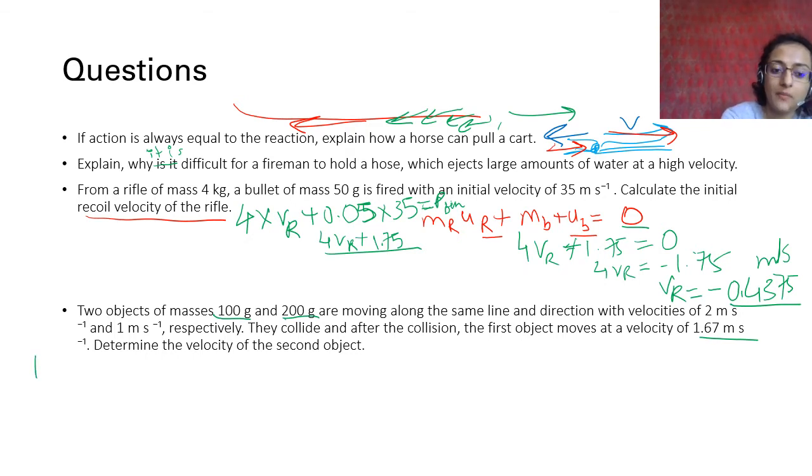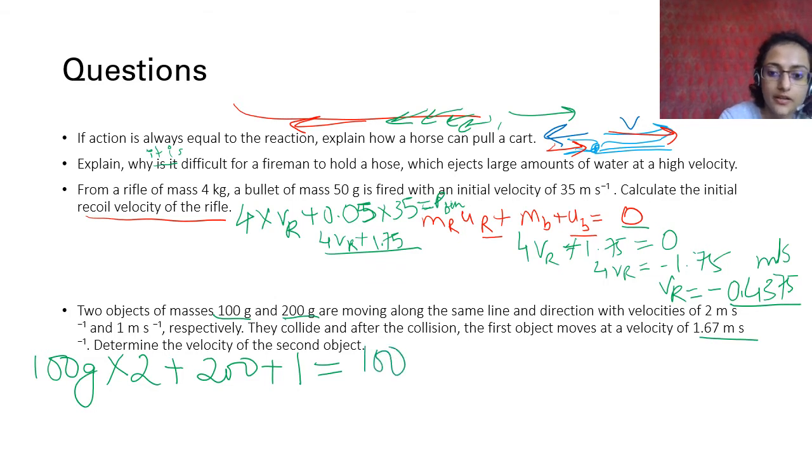Initial mass remains the same, mass into initial velocity of first object, 2 meter per second, right? Plus mass into initial velocity of second, 1, right? It will be equal to mass of the first object, 100. It says the first object moves with the velocity, so the final velocity of the first object is 1.67, plus 200 into, we have to find the final velocity.